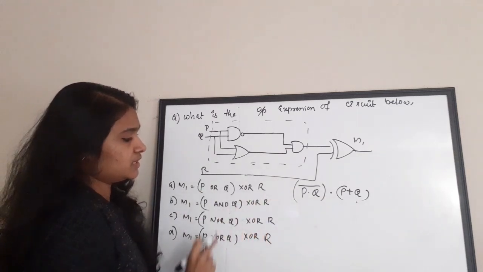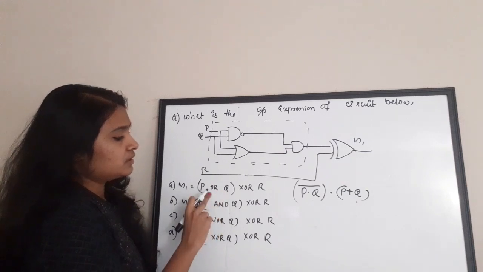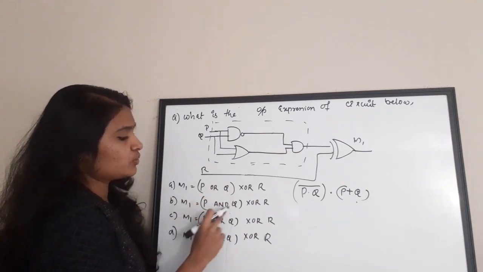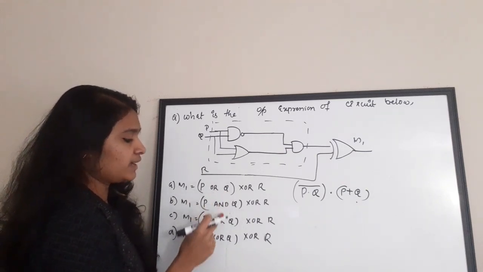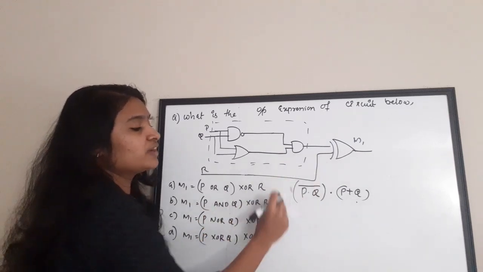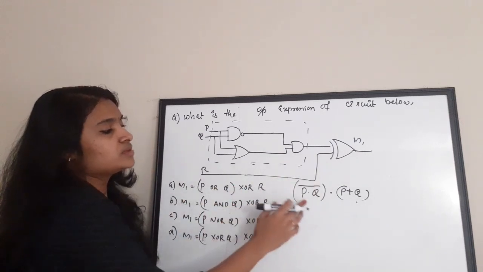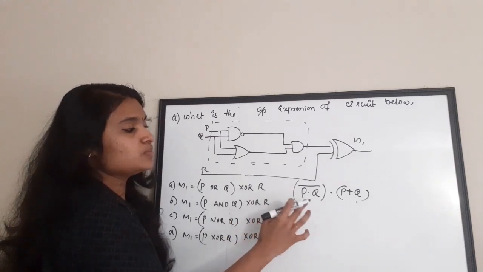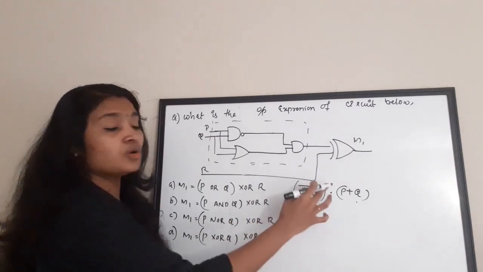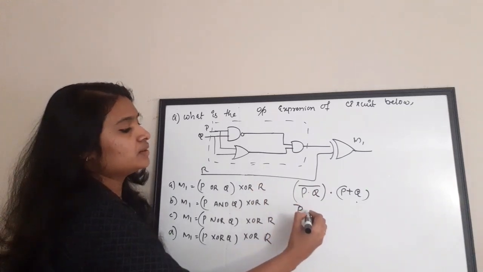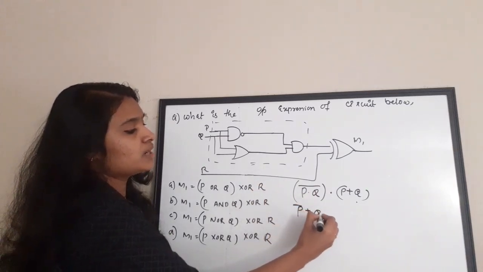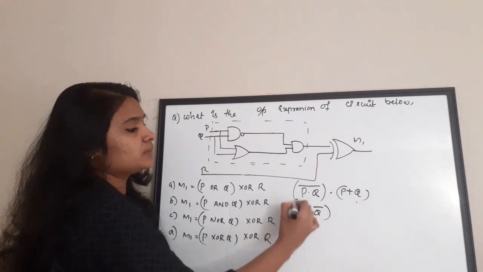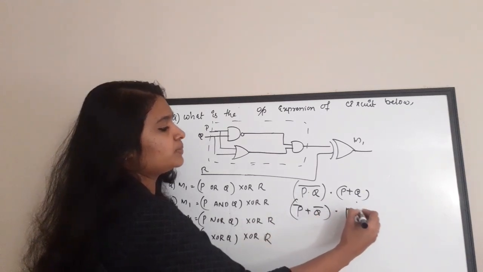Now if you see here, only one gate or one expression is being used: OR, AND, NOR or XOR. So you need to find in that way. What will we do here? We will try to apply De Morgan's law. So what is De Morgan's law for P into Q whole bar? It is P bar plus Q bar, right? So P bar plus Q bar into P plus Q.